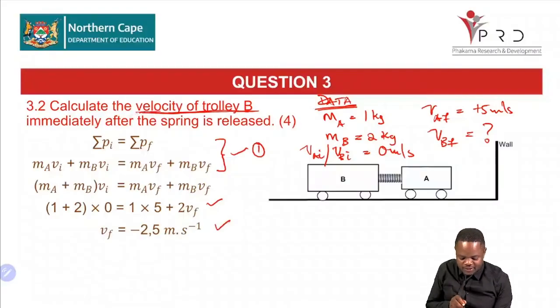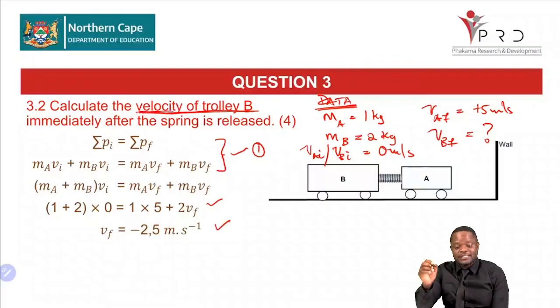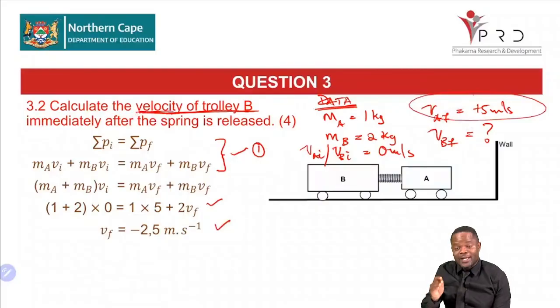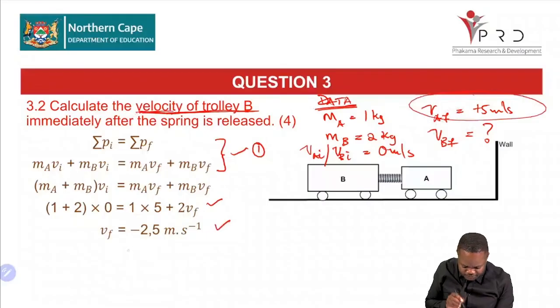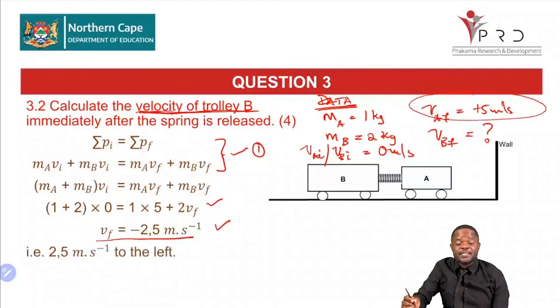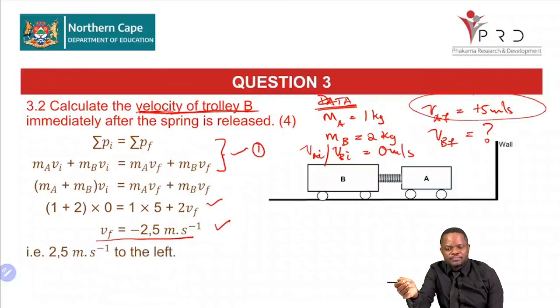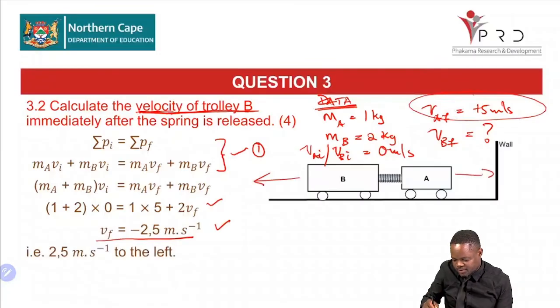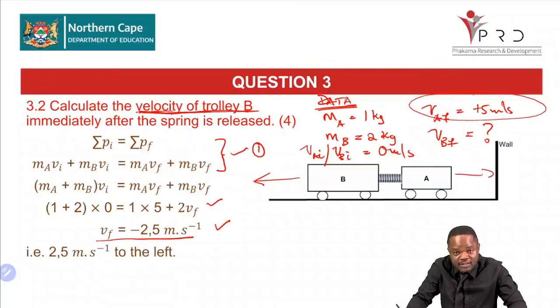Remember, we are calculating the velocity in this case, not the magnitude, so the direction is needed. And remember, we said to the right is positive, because the final velocity of A is positive as it goes towards the wall. So if the final velocity is negative, what does it tell us about the direction of B? It means B is moving at 2.5 meters per second to the left. So B goes that way while A goes that way. And it makes sense, really, isn't it?